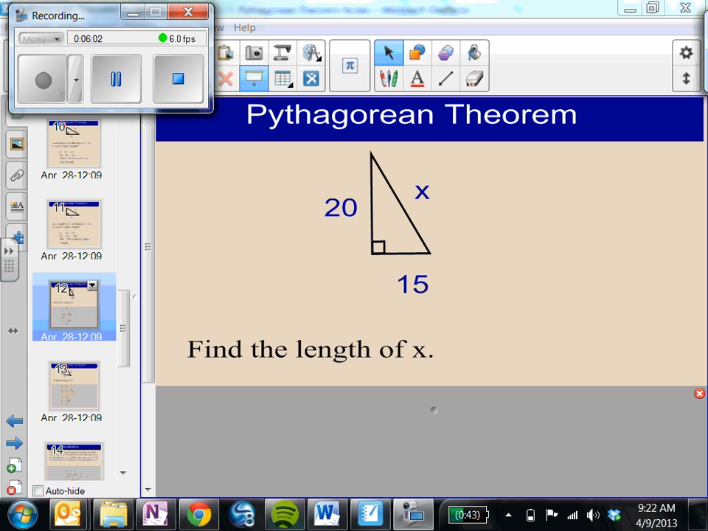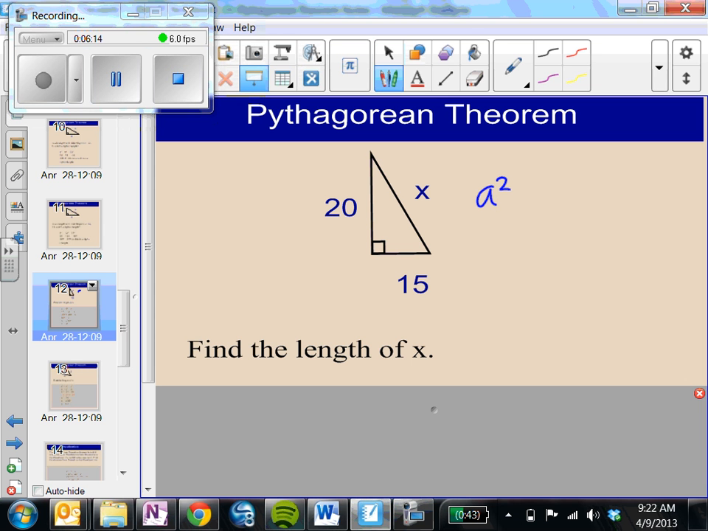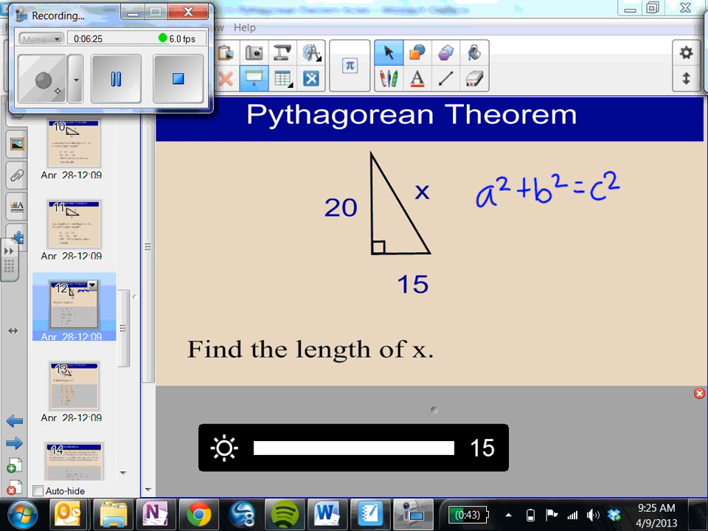Not only can you test to see if a triangle is a right triangle given the three lengths of the sides, but you can also solve for a missing side by using the Pythagorean theorem. So we know that a squared plus b squared equals c squared, where c is the hypotenuse and the other two are the legs. So we can just substitute the numbers into our formula and solve. Go ahead and try that.